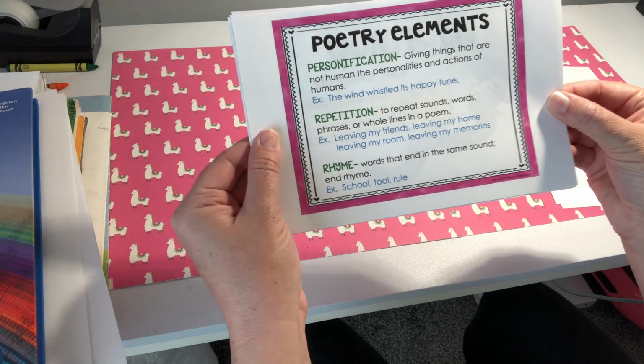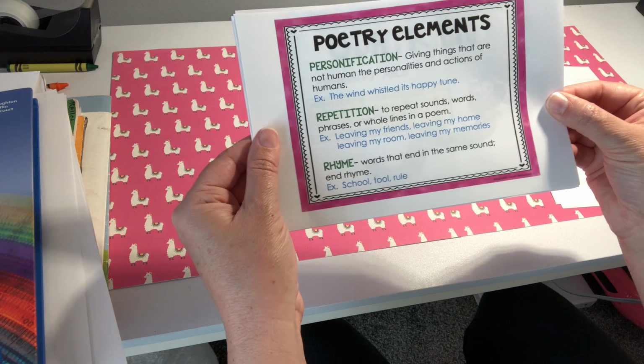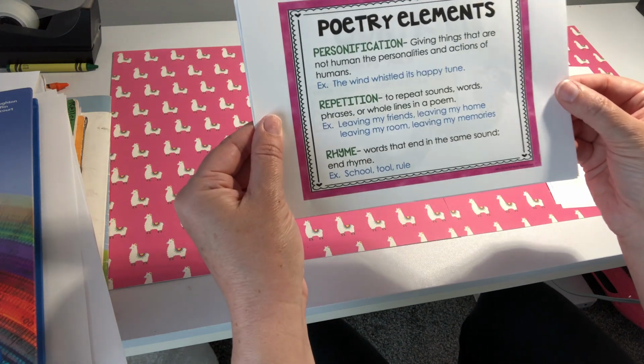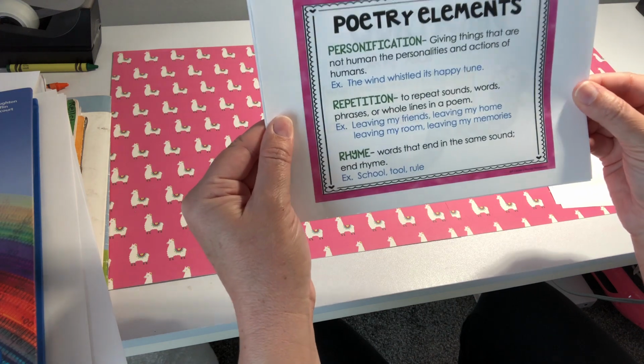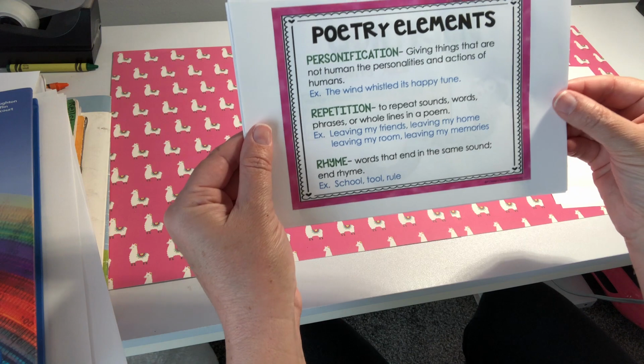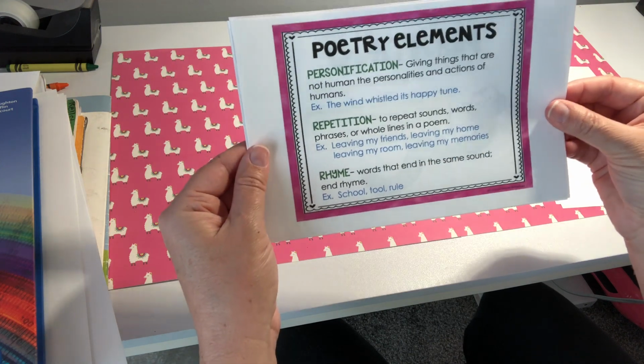Rhyme is words that end in the same sound, which is called end rhyme: school, tool, rule. So sometimes if you want your poem to rhyme, it's helpful to make a list and brainstorm different words that rhyme before you try to put them in a poem.